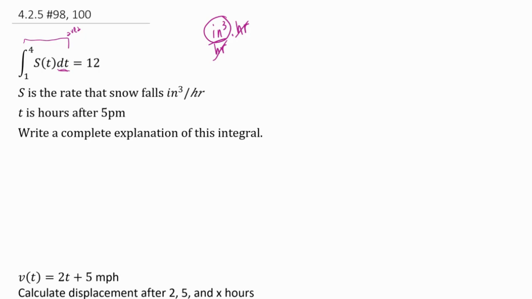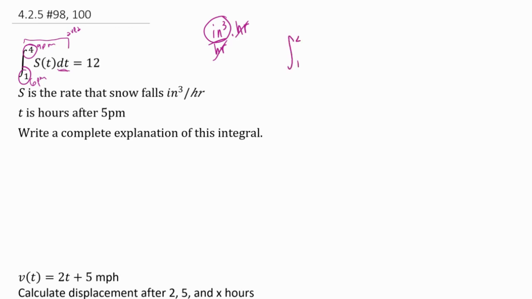Okay. And t is hours after 5 p.m. So if we start at 1, that's going to be 6 p.m. And if we end at 4, that's going to be 9 p.m. So remember that your bounds are going to be your independent variable. So that's time. So our bounds are in terms of hours as well. So a complete explanation would look something like this.